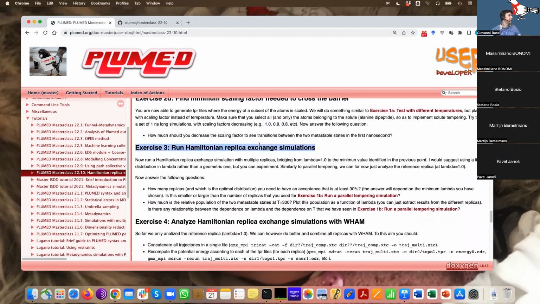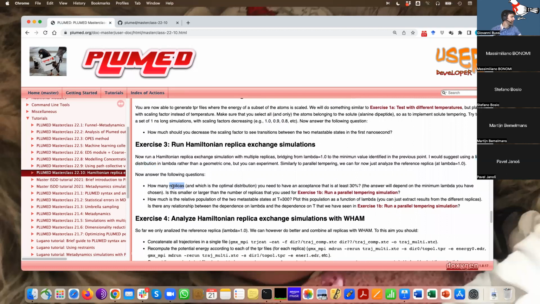Then you can run Hamiltonian replica exchange simulation. So let's say that you pick as a smallest value for lambda 0.3. You will have to arrange a list of replicas from 0.3 to 1, or maybe from 1 to 0.3. I would suggest a linear scaling instead of geometric empirically, but you can experiment with this. And also there's an interesting exercise below where we will try to really optimize this ladder. At this stage, a linear scaling would be fine.